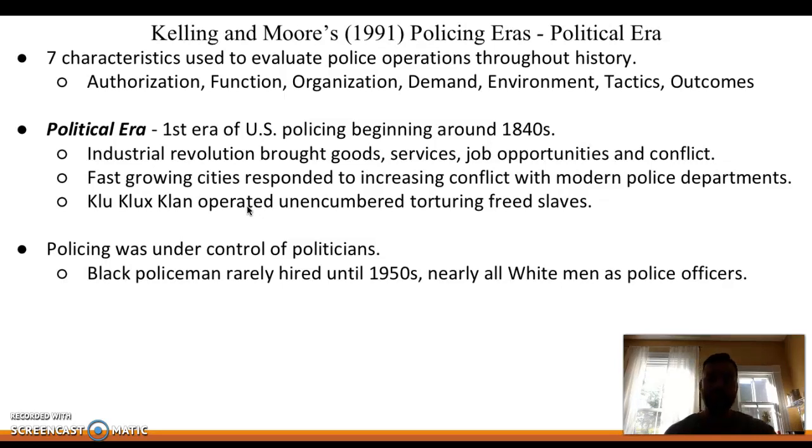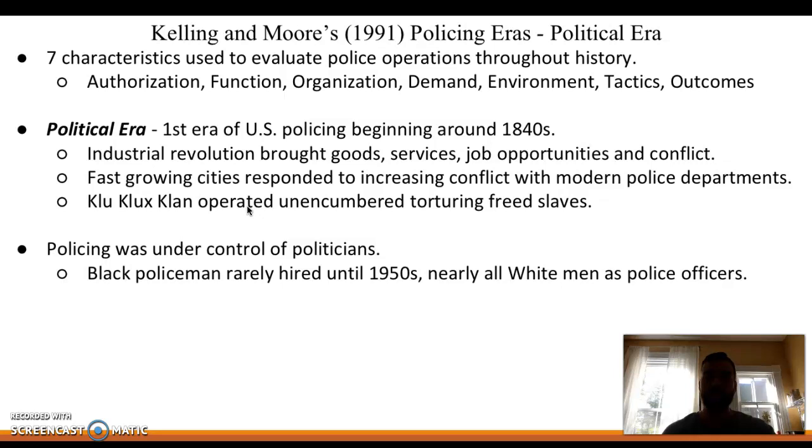Now, this is also called the political era because policing was under the control of politicians. So there was a lot of influence from the politicians, what their perspective was, or how they wanted to see police operate. We're also going to see very few Black police officers being hired until the 1950s. And really not until the Civil Rights era do we begin to see police departments diversify a little bit. So nearly all police officers were white men, many of them directly connected to the KKK, if not a part of the KKK.